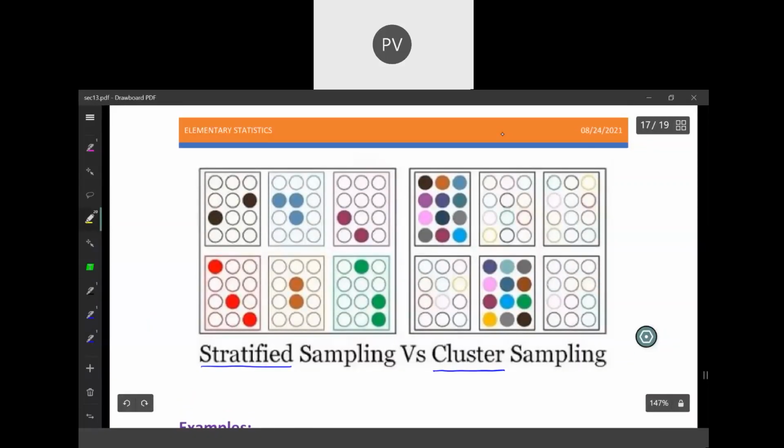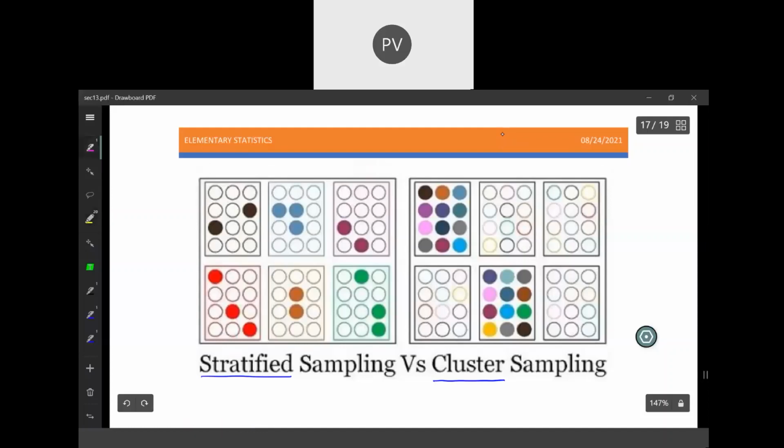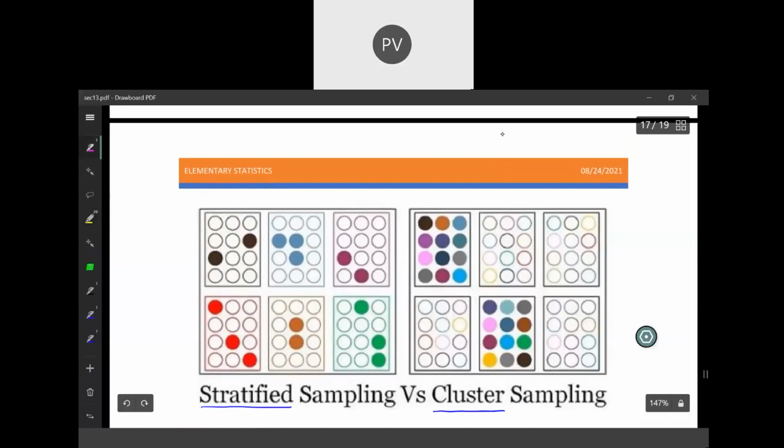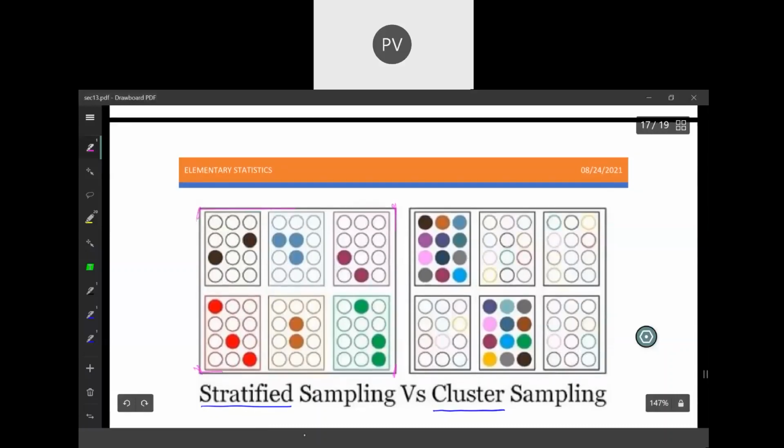So here in stratified sampling, this is the whole population. The black box here, as you can see, the border from here to here, is your whole population, which is divided into how many strata? Strata or stratum is also called groups in stratified sampling. So this is one strata, 1, 2, 3, 4, 5, 6. The whole population is divided into 6 groups or 6 strata.